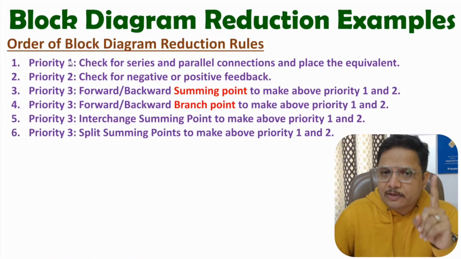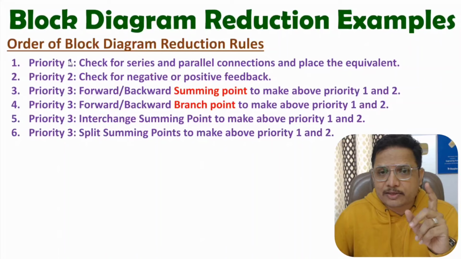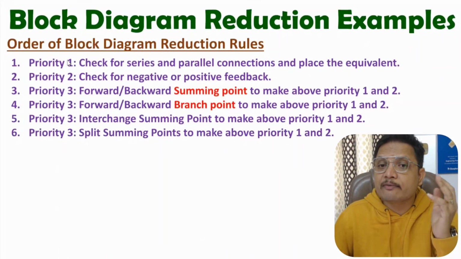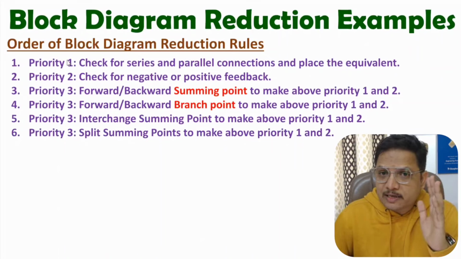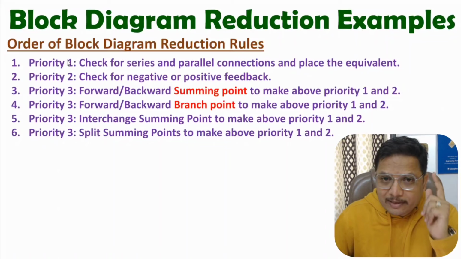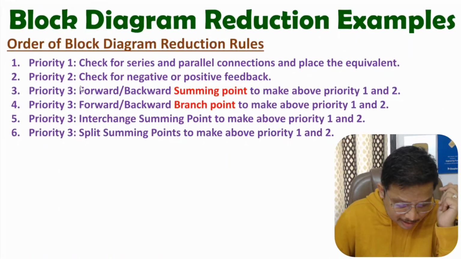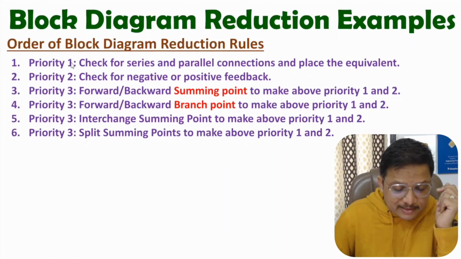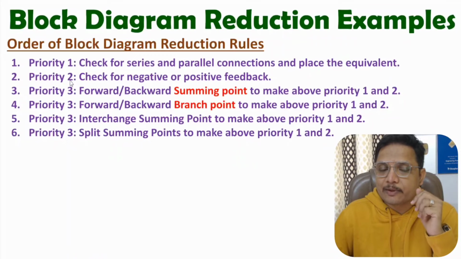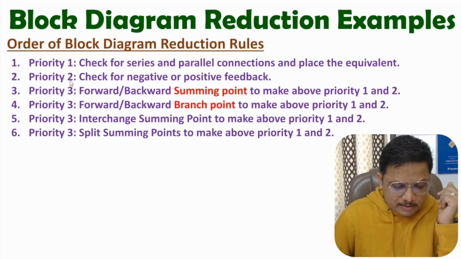First of all, you need to identify series or parallel connection. After that, you need to identify for negative or positive feedback. But if it is not available, then you can apply all other rules to make first and second priority, right? Now let us start with solution of first problem.